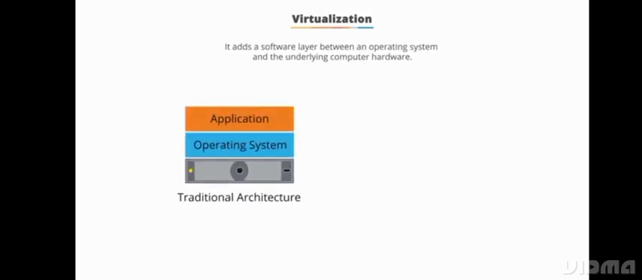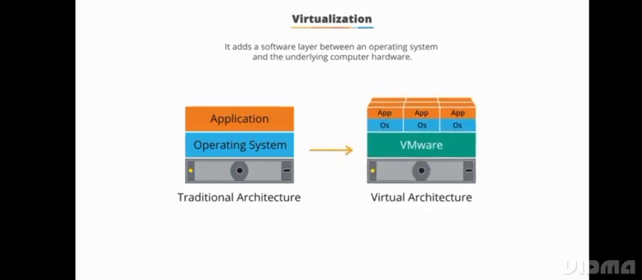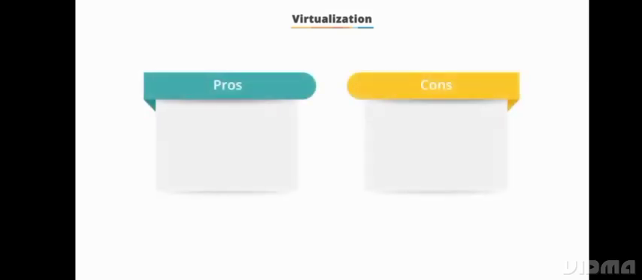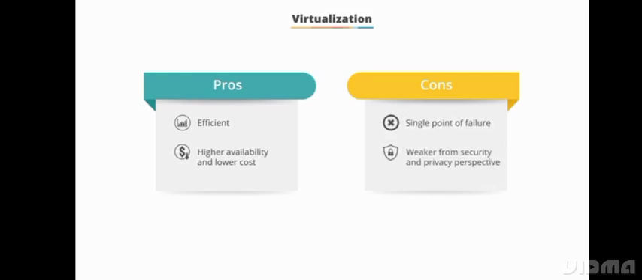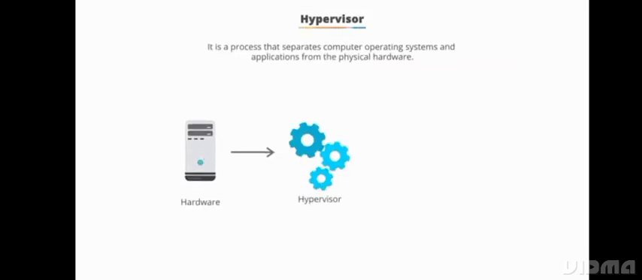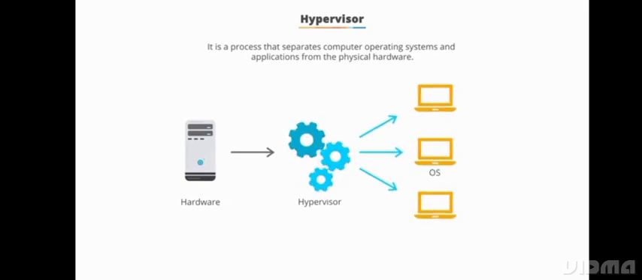It adds a software layer between the operating system and the underlying computer hardware. Benefits: efficiency, higher availability, lower cost. The disadvantages: single point of failure, weaker from security and privacy perspective. A hypervisor is a process that separates a computer's operating system and applications from the underlying physical hardware.